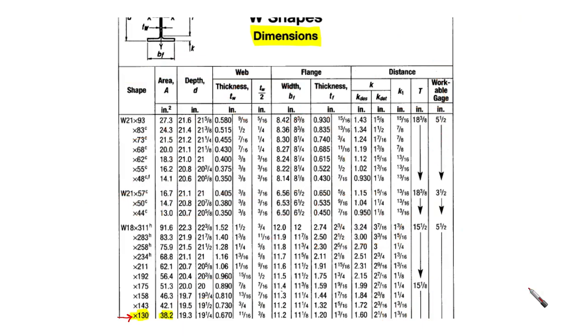Let's have a look at the table here. This is the dimension table, and these are the shapes that you are going to check. You are going to find that for W18 by 130, there is nothing here. There is no designation or superscript that is giving you C. For example, look here at this shape. There's C here. This means that it is going to be slender.